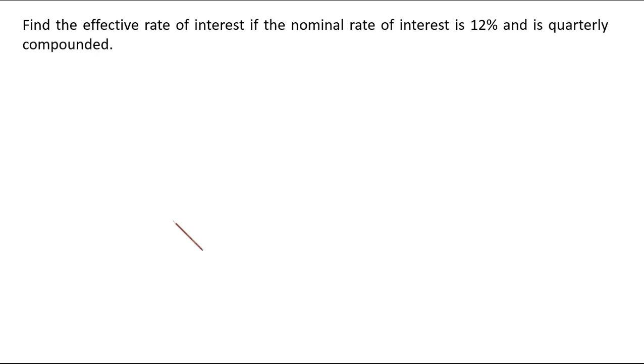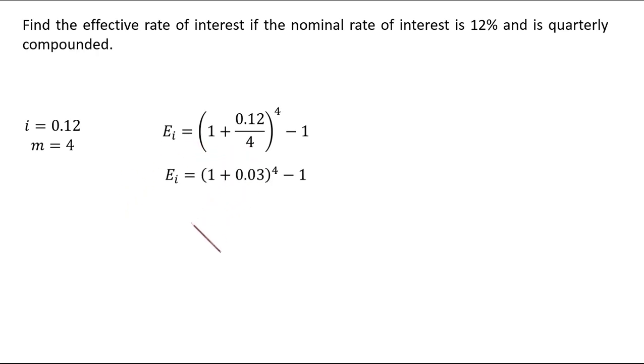Let's understand this with the help of an example. Find the effective rate of interest if the nominal rate of interest is 12% and is quarterly compounded, means it is compounded 4 times a year. So the rate of interest is 12%. Compounding is done after every 3 months or 4 times a year. So we plug in the numbers in the formula and we get this answer.